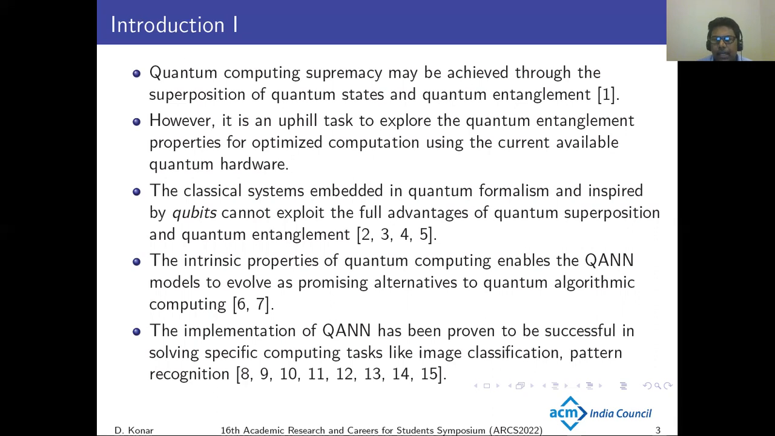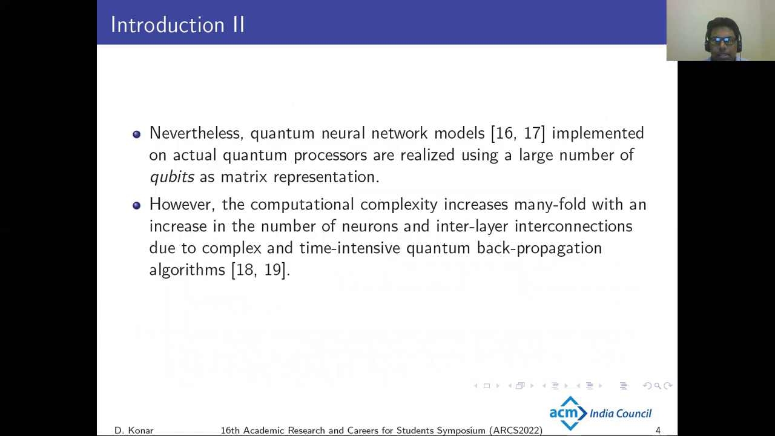In these quantum ANN models, you can see that these are very promising quantum algorithms, and they can be implemented on noisy intermediate-scale quantum devices. These networks are successfully applied in various applications like image classification and pattern recognition. Some of the work is cited here, including ours. However, as I told you, these networks are implemented on classical platforms without any variational quantum circuit or quantum hardware. Another problem is that here we apply the quantum backpropagation algorithm, which is very time intensive, so we tried to avoid it in our neural networks.